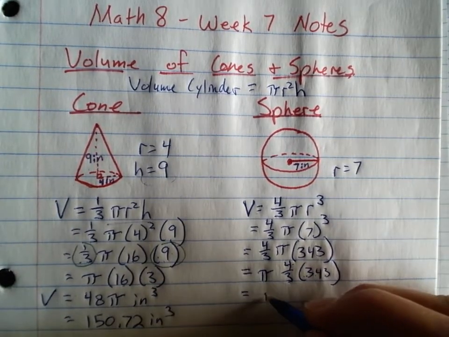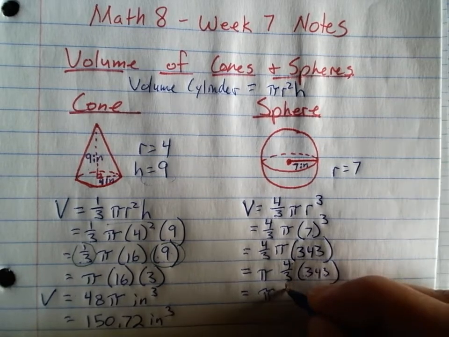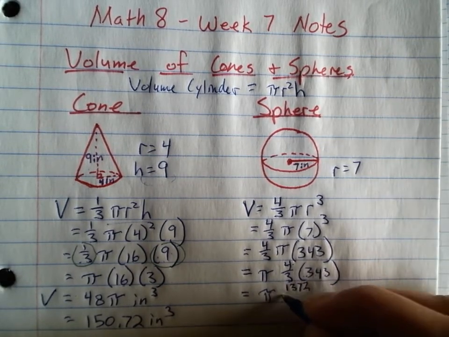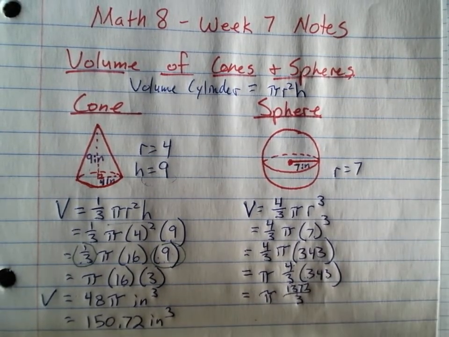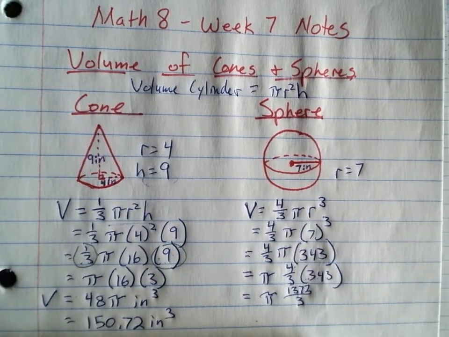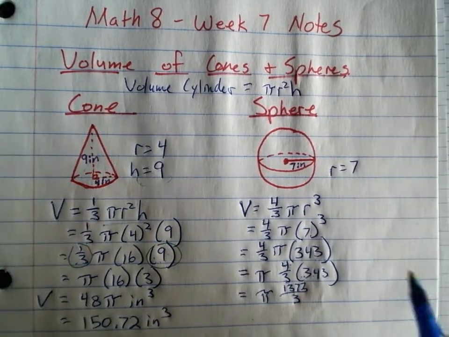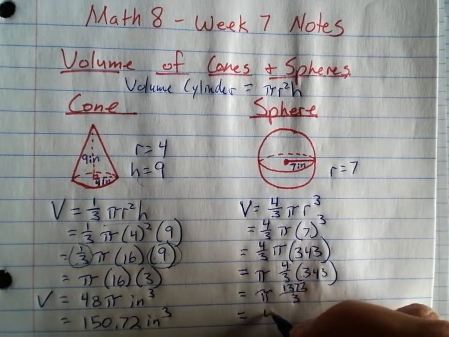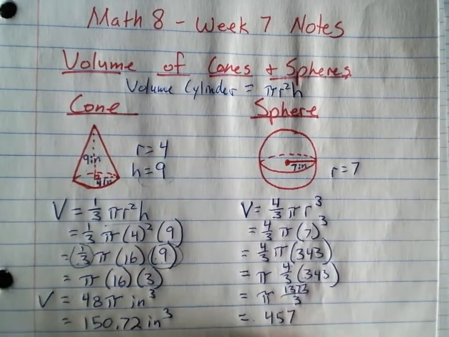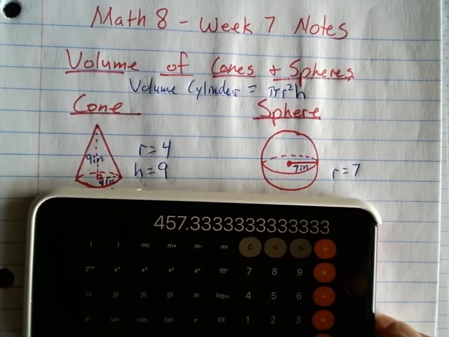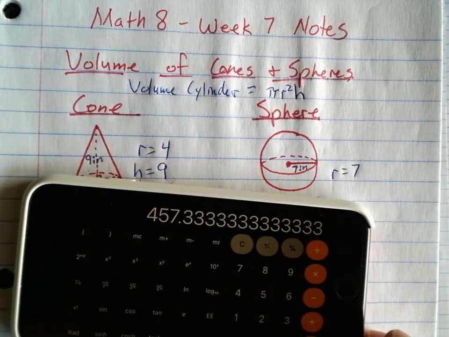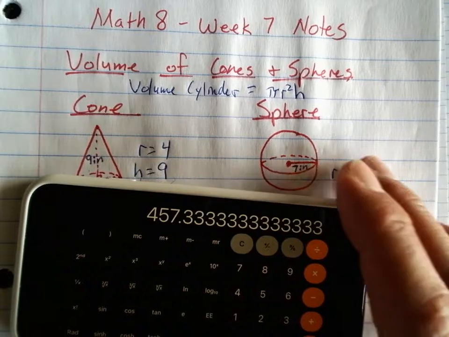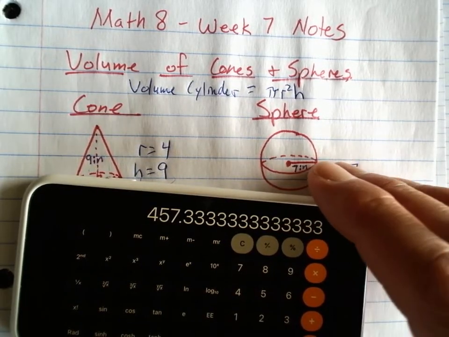So you take this number and multiply it by 4. Now you have pi times 1,372 over 3. Then you would divide that number by 3, and you get 457.3333, repeating forever and ever.